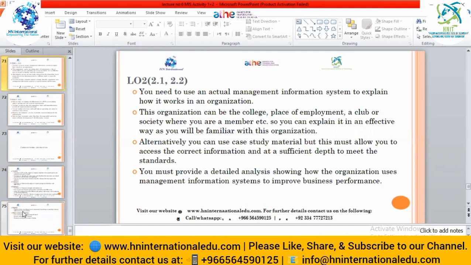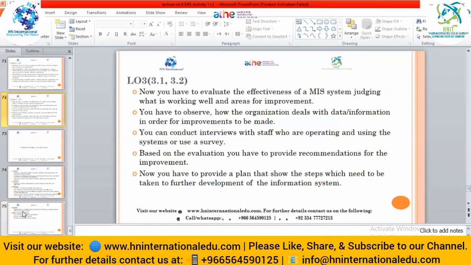In activity number 2, we have to explain the working of a management information system for the chosen organization. You can choose the college, the place of employment, or a club you are familiar with, so you can easily elaborate the practical use of information system in that organization, or you can choose any case study. So you have to give a detailed analysis showing how the organization uses management information system to improve the business performance.